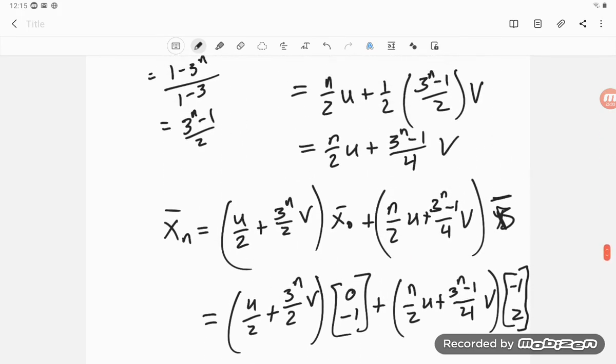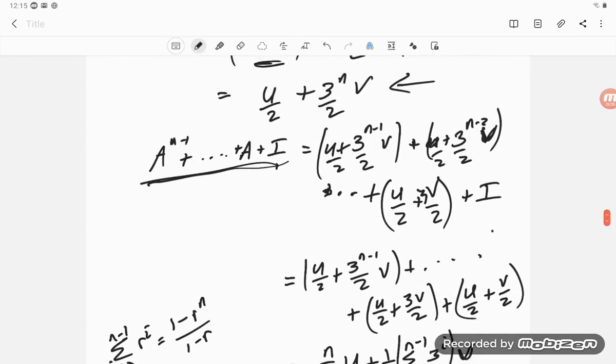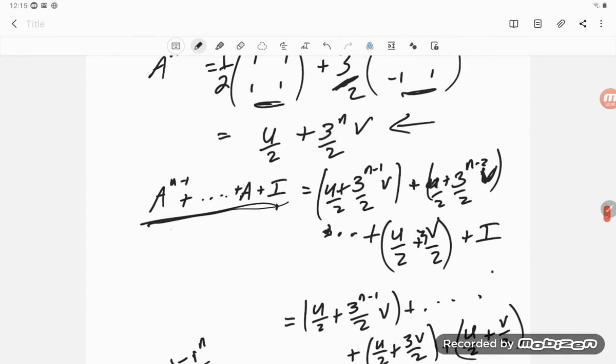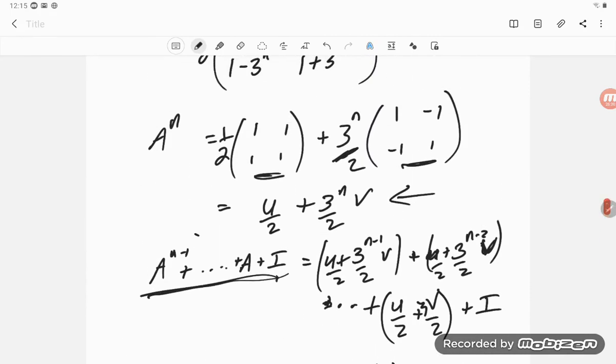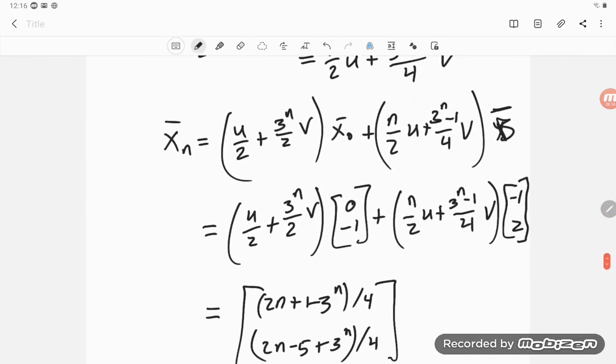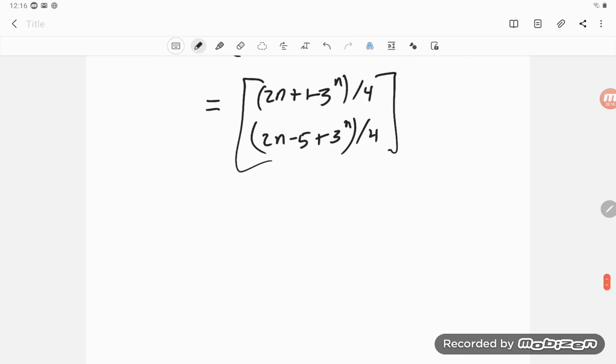Okay, and what made that much easier was this diagonalization process so that we could get these powers of A just so much easier. Okay.